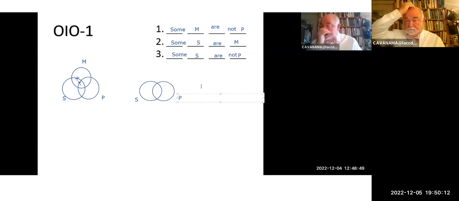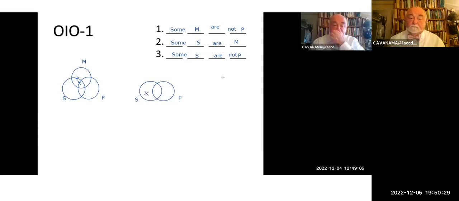And this one has to say there is one thing which is an S, and use an X to indicate that particular one. One thing which is S, which is not a P, so it has to go into that bit of the S circle which does not overlap with the P circle. That's where it has to go.